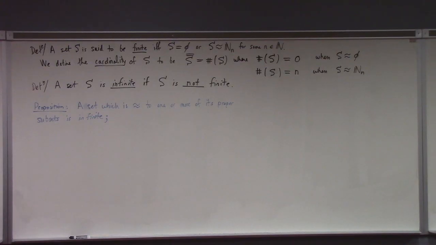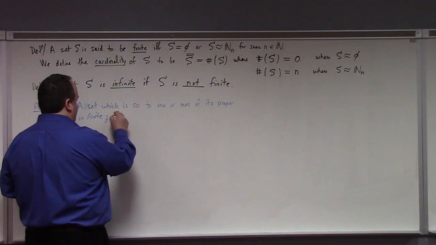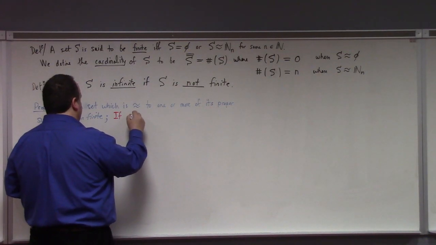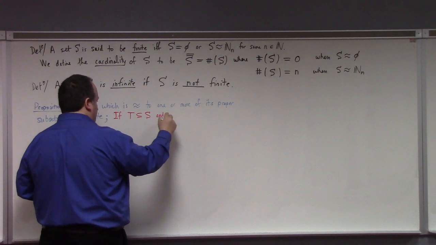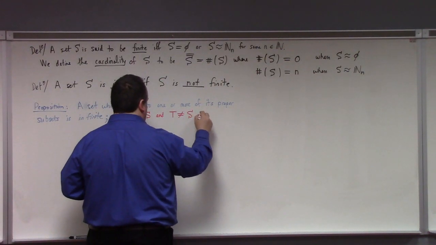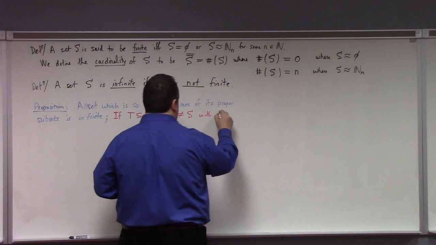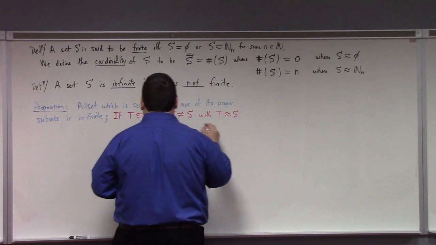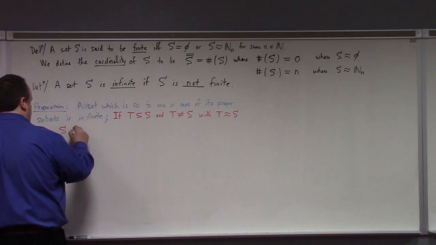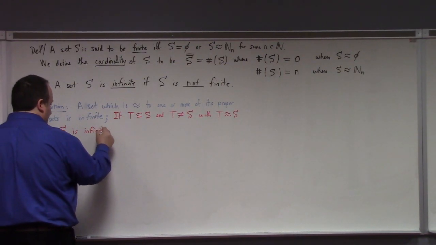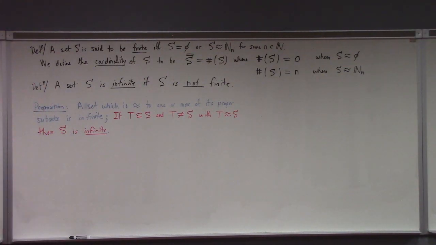All right, probably it's helpful for me to decode that sentence into something more symbolic, right? So if we have, let's say, T is a subset of S, and T is not equal to S, with T equivalent to S, then S is infinite. So that's what we mean by proper subset, right? A subset which is not the whole set is a proper subset.